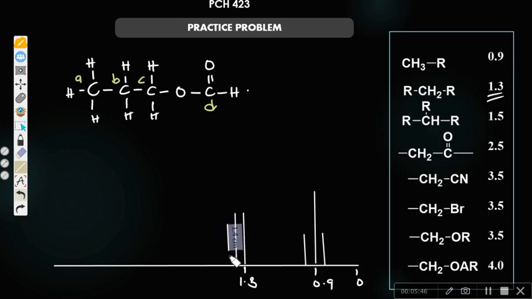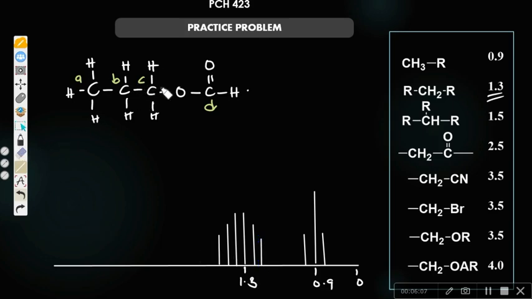Then you are going to have 2 other lines that are of equal height. Then you are going to have 2 other lines that are of equal height. All right, so that is that.